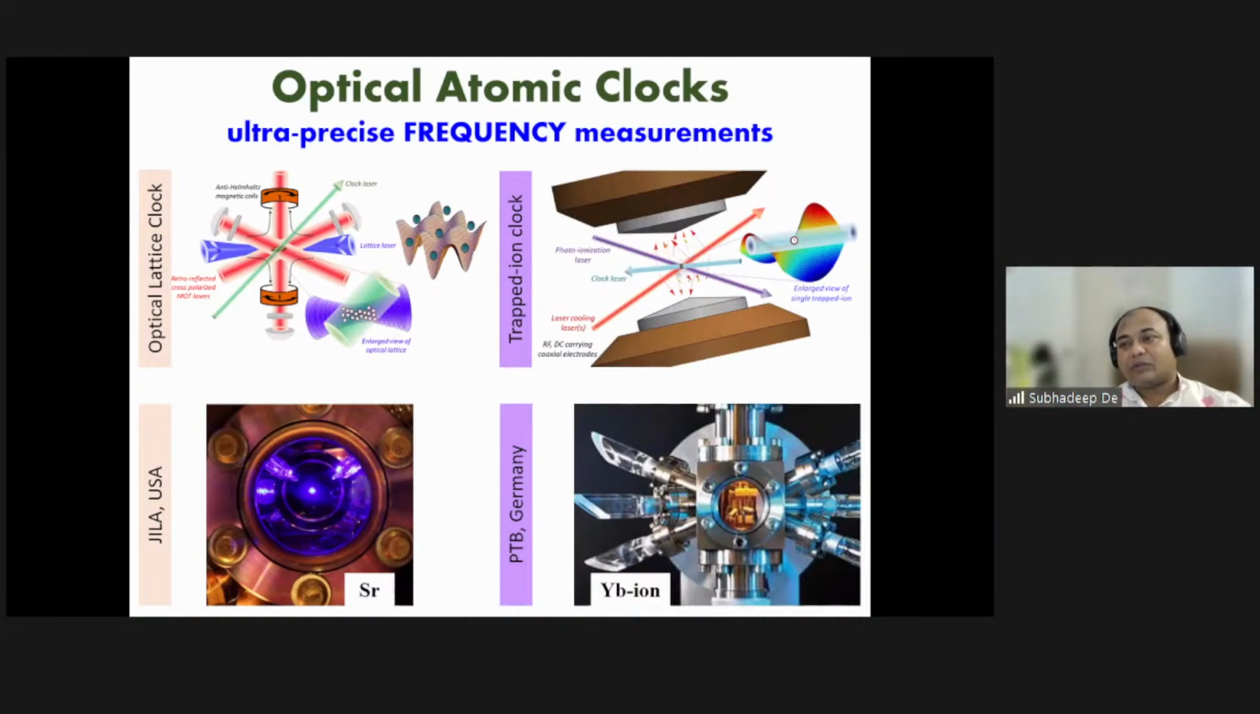case of neutral atoms, you have multiple atoms, like 10 to the power 6 or 7, whereas in case of ions, you have only one ion. So that means, if you remember the systematic slide that I was showing, it's 1 over square root of N. So your N is much larger in case of neutral atoms, but N is only 1 in case of ion. So your signal to noise is very low in case of ion.